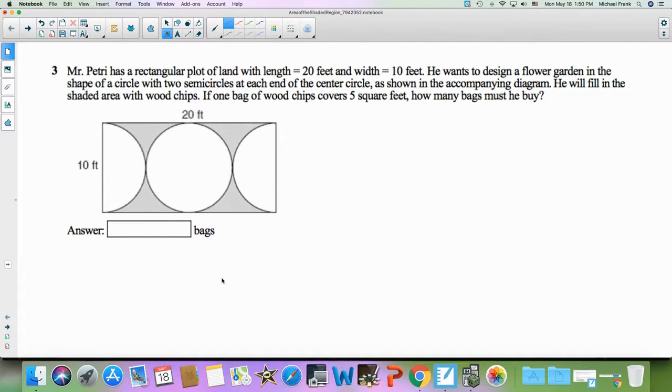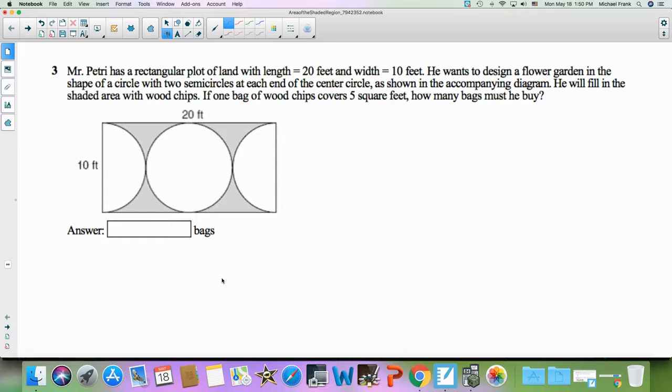Okay, here's a problem where they give us a rectangular plot of land. It becomes a little bit more of an application. They're designing a flower garden in the shape of 2 semicircles and a circle in the middle. The gardener, Mr. Petrie, is going to fill it with wood chips. 1 bag of wood chips covers 5 square feet. How many bags must he buy?